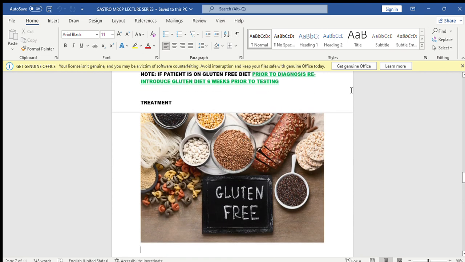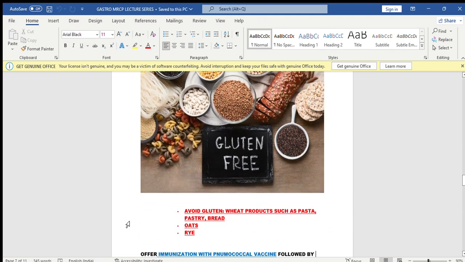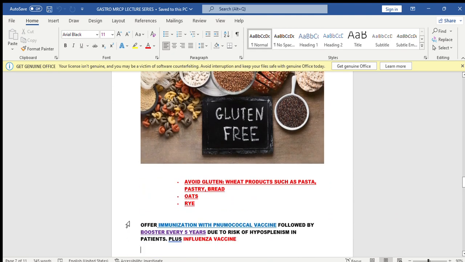Next we look at the treatment. We already know that the problem here is gluten. So you need to have a gluten-free diet. You need to avoid things that contain gluten, namely wheat products, all the things that you eat and enjoy: pasta, pastries, bread, oats, rye.